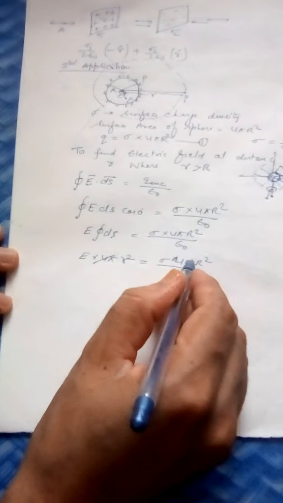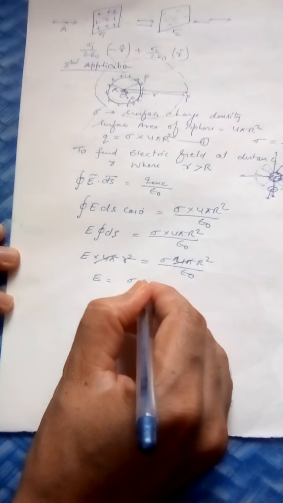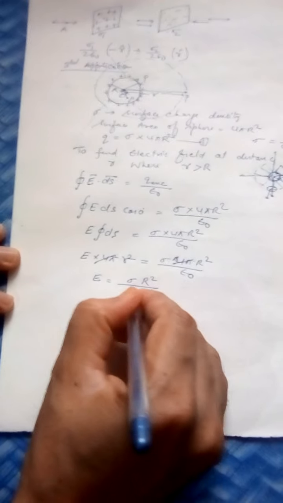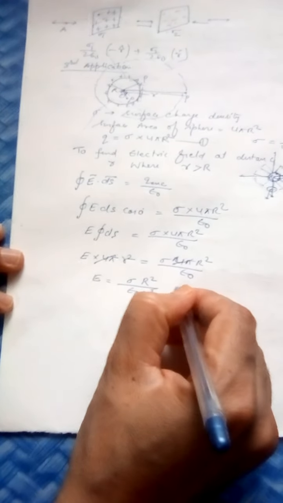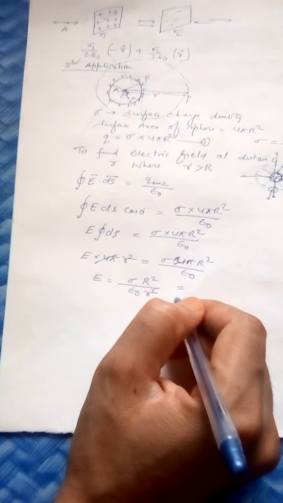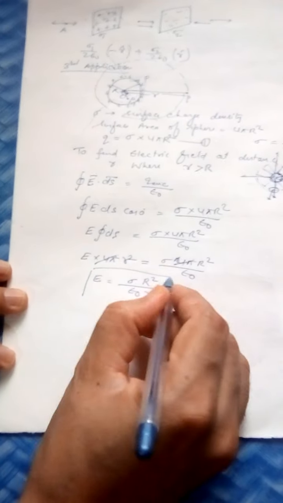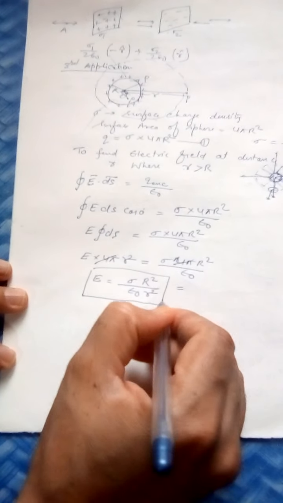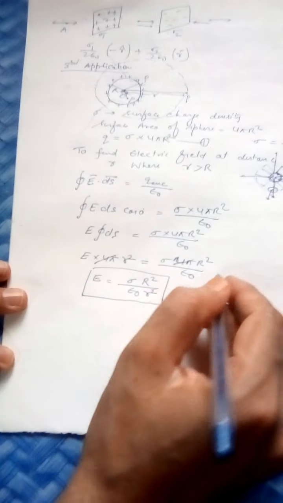So 4 pi cancel out. So E is equal to sigma r square by epsilon naught into r square. Now this is one way to write it. I have to write it in another way also, because we are going to conclude one important concept from it.